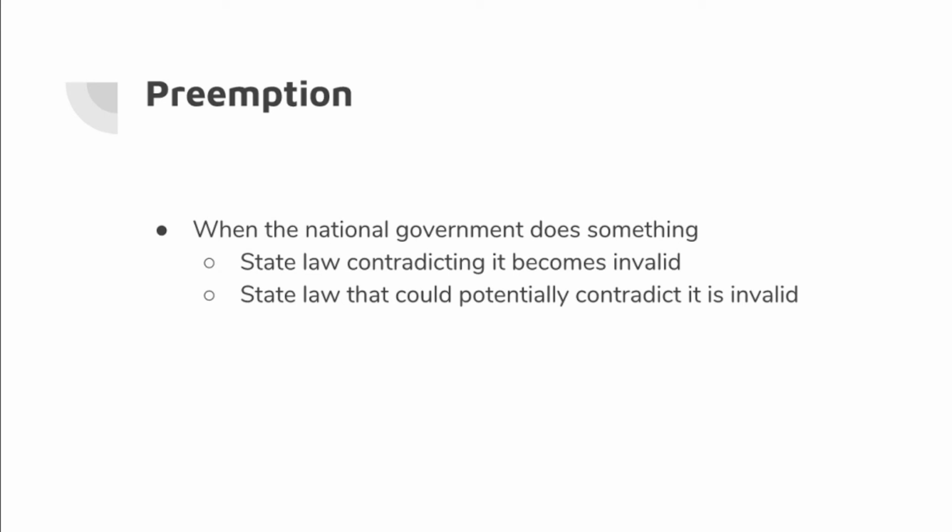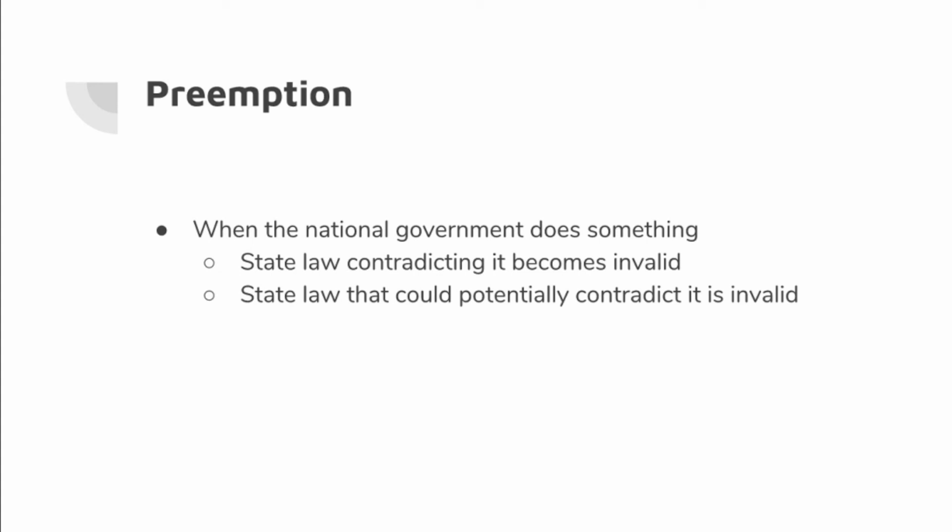So when the national government takes action, if there is any state law that contradicts national law, it is thereby invalidated. Additionally, state law that could potentially contradict national law in the future is invalidated. So if the national government takes action and later down the road the state government passes a law that contradicts the federal government's prior law, that law that the state government just passed becomes invalid.